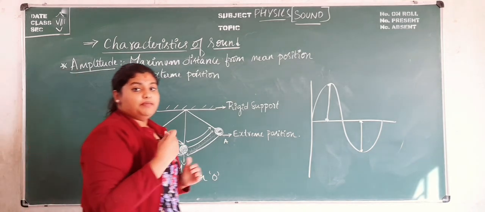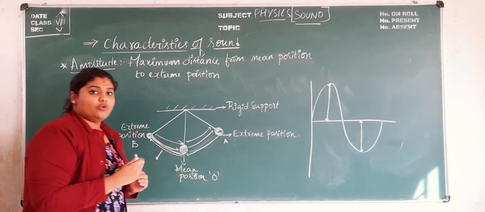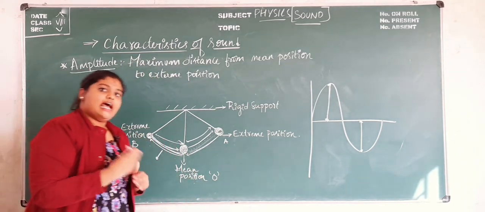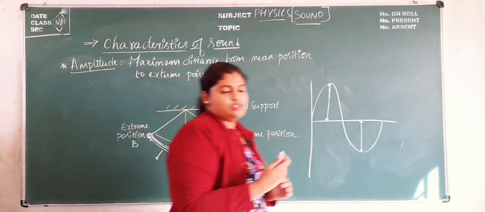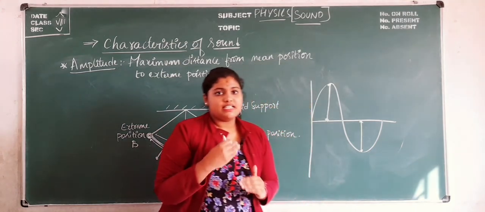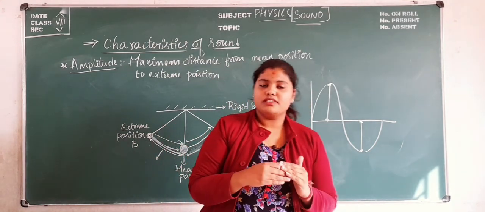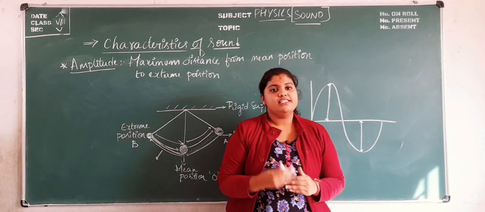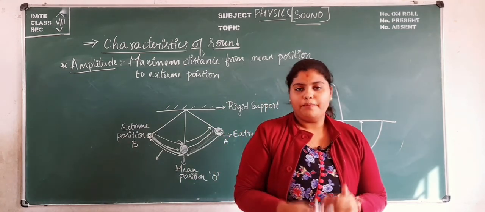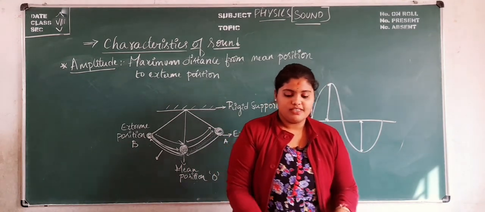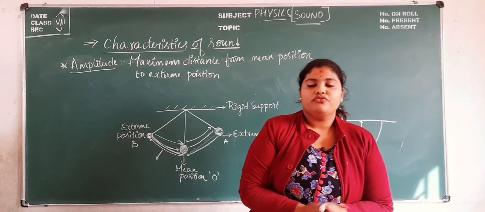As the amplitude increases, the loudness of the sound increases. As the amplitude decreases, the sound becomes feeble. We shall see about loudness and pitch in the next class. So enough for today children.